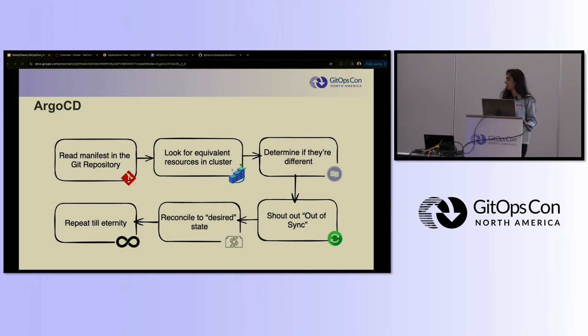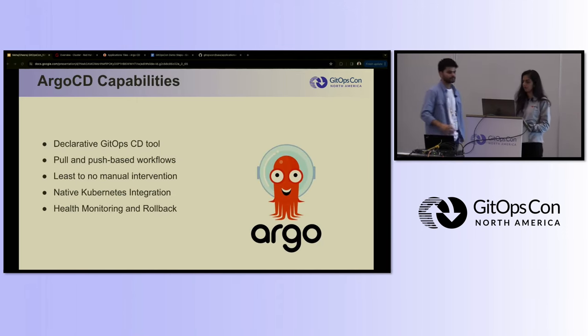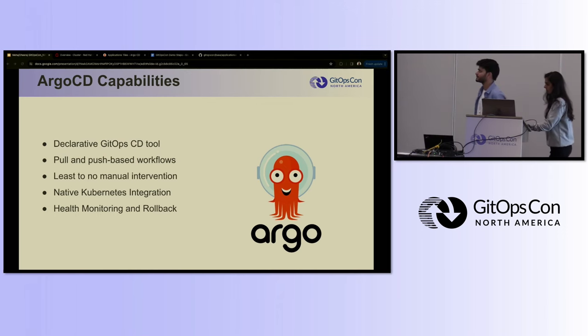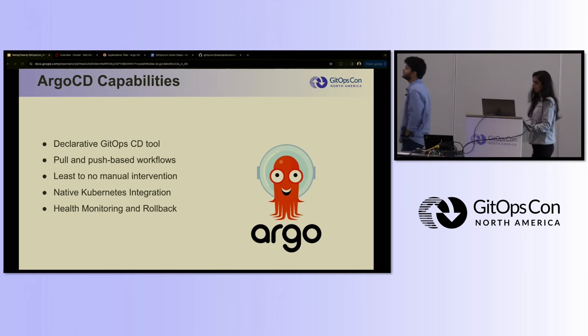It constantly looks at your repository and does the same thing forever. And yeah, there's a really strong reason why Argo CD is really popular, because of its declarative workflow, where it lets you define all your configurations in a Git repository. And then it also supports both push and pull-based workflow.